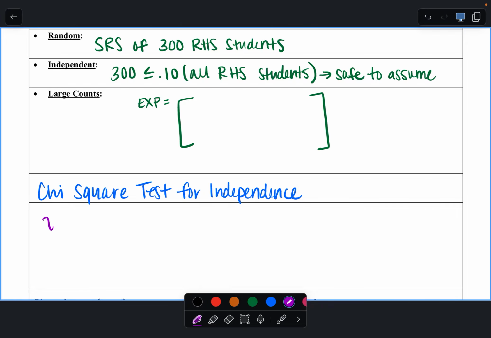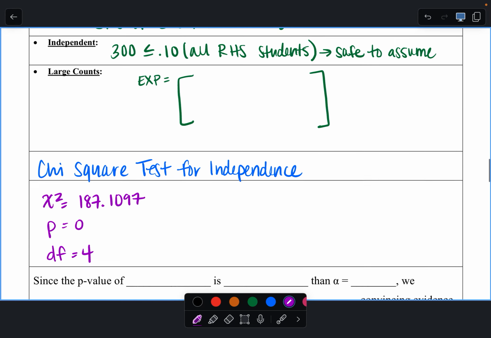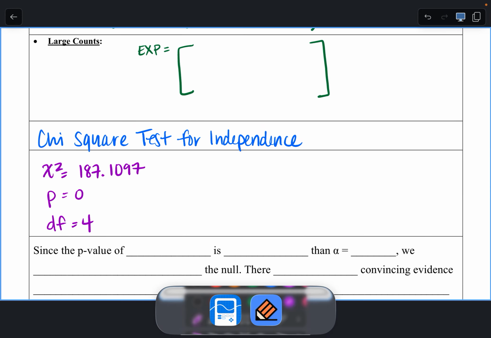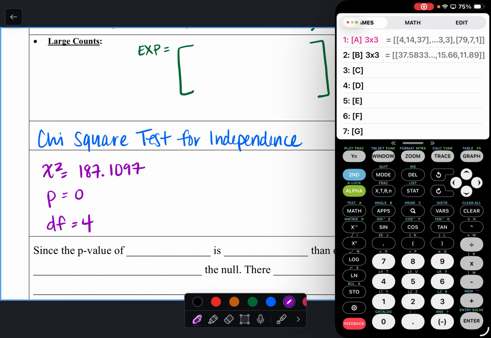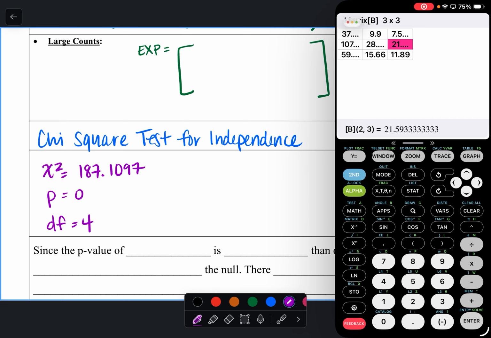So this was chi-squared 187.1097, p-value 0, degree of freedom of 4. And then I will jump back to my calculator, and go to second matrix. Now, here's just personal preference. I go back to edit, and then I click on matrix B, because I can move my cursor around and see the full decimal for each cell.